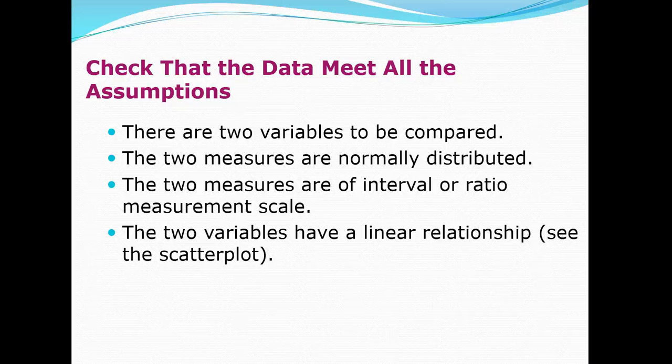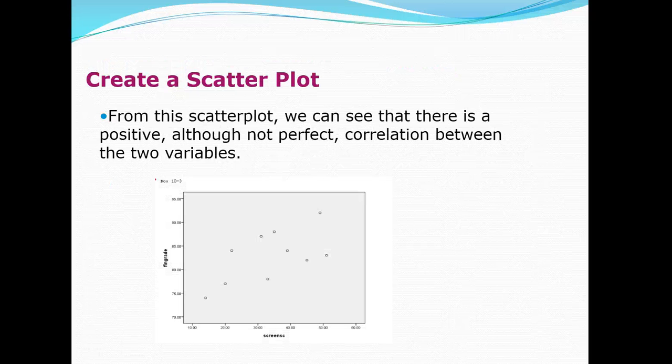So check that all the data meet all the assumptions. There are two variables. The two measures are normally distributed, and the two measures are interval or ratio. Check. We all check that for our example on the screening test and the final numerical grade in statistics. And then the last one we need to check is that the two variables have a linear relationship. So we have to check the scatter plot. And it looks like we do. And also, if we draw a straight line closest to where the values are in the scatter plot, then that also gives you the direction.